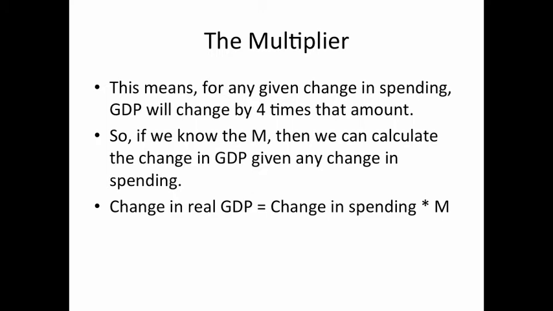So again, we don't have to worry ourselves with creating these tables every time. If we know the value of M for the multiplier, we can quite easily calculate the change in real GDP given any change in spending. Just reworking that formula, the change in GDP is equal to whatever the original change in spending is multiplied by the value of the multiplier. So in this example, change in spending was 100,000, the multiplier was 4, so the change in real GDP would be $400,000. And again, that's what we saw in the table.